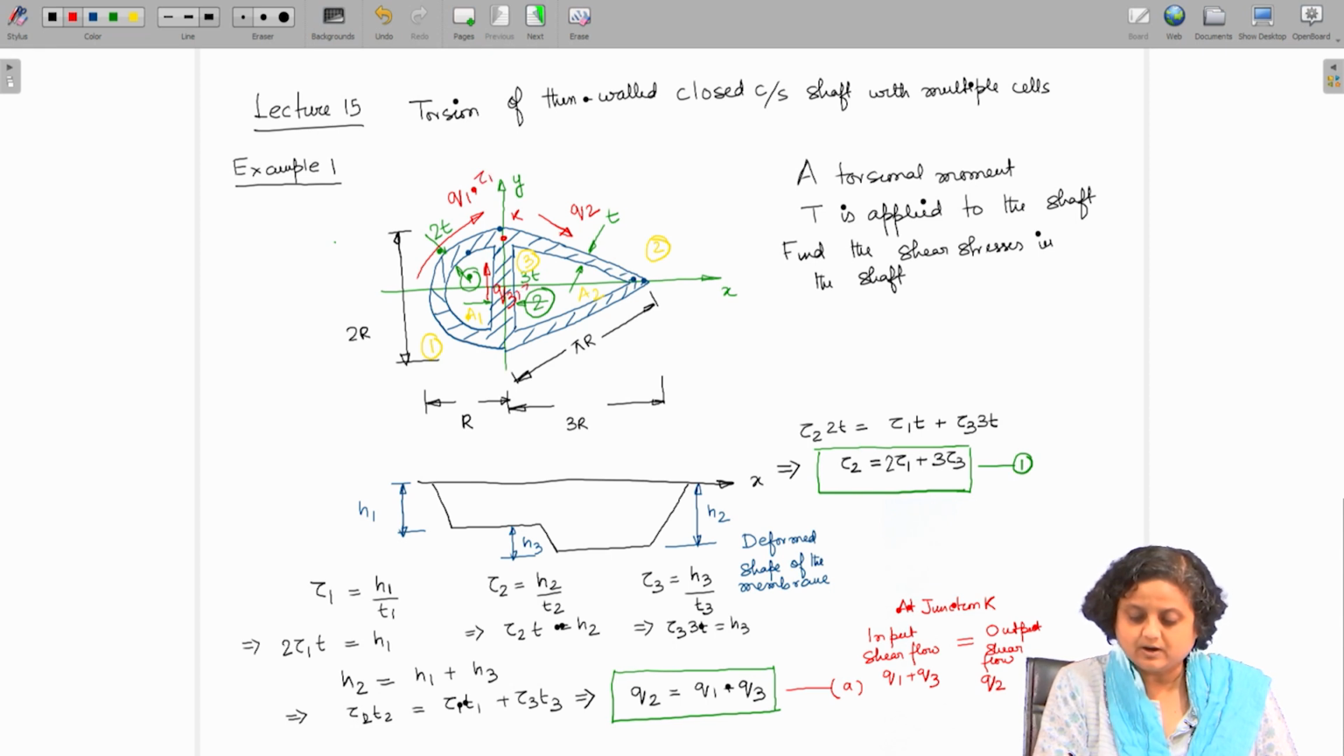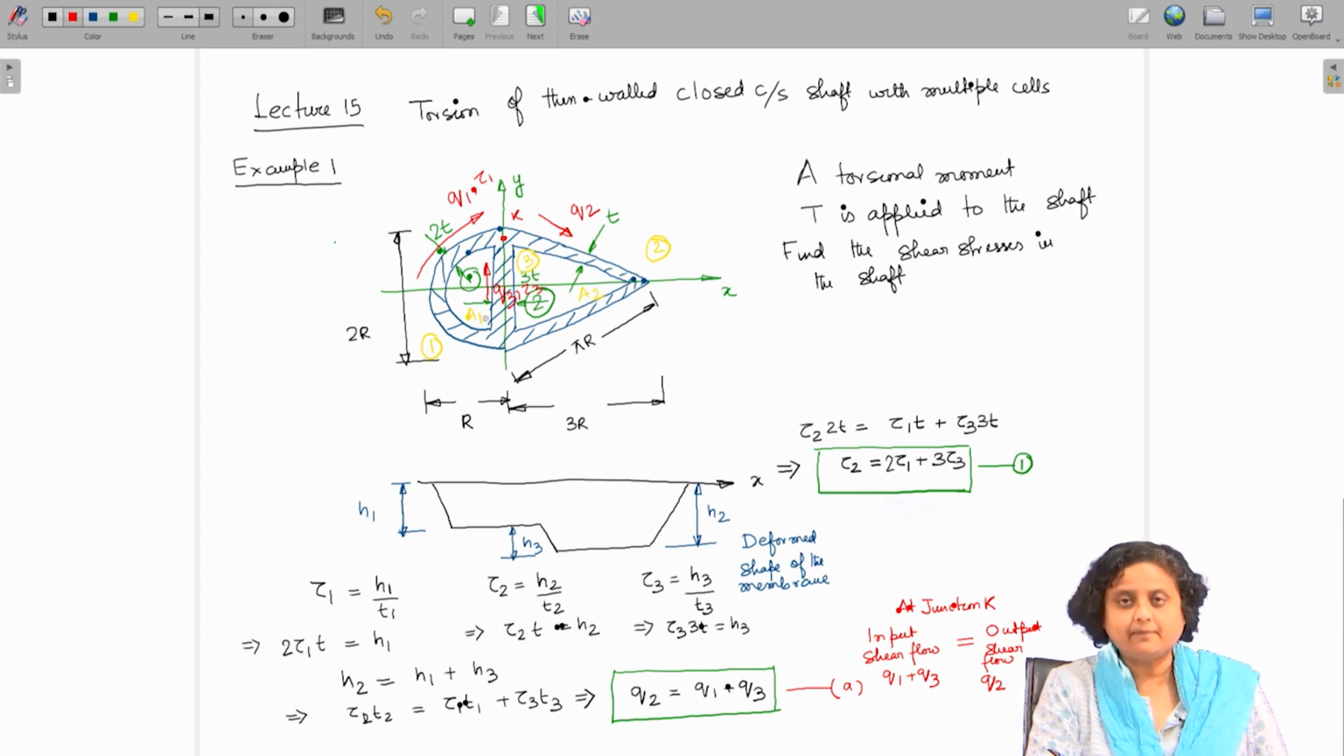and q3 or tau 3. Now, if we move along portion 1, we have tau 1 into the length, which is pi into the total radius, half the total circumferential length, which is going to be pi into r. And while we move here, tau 1 is in the opposite direction.